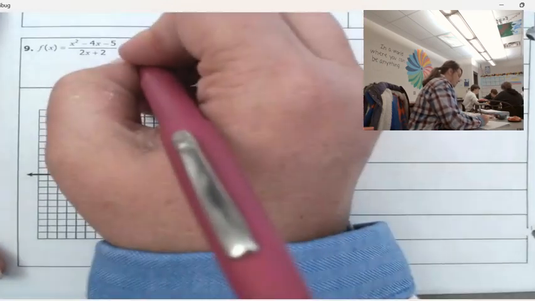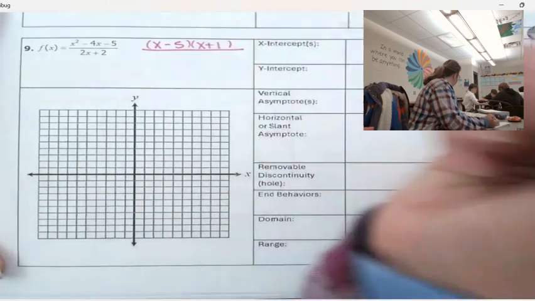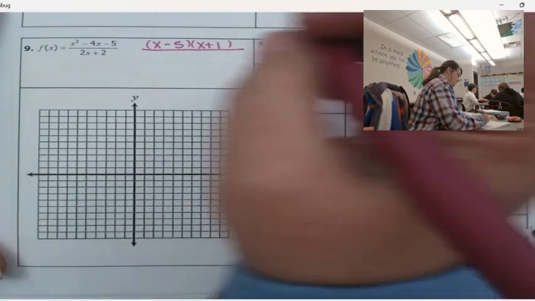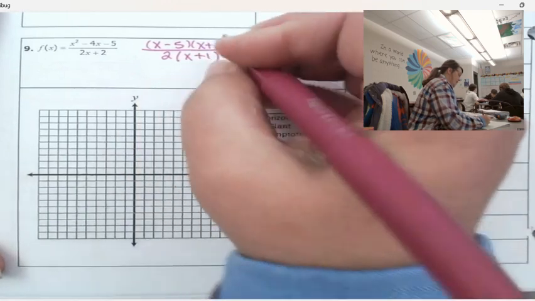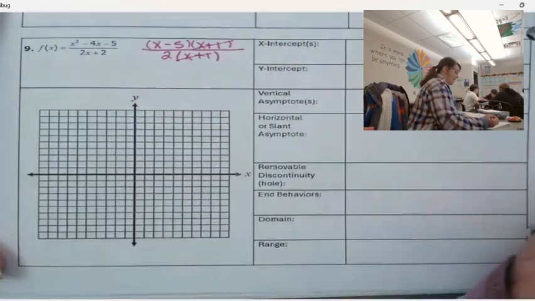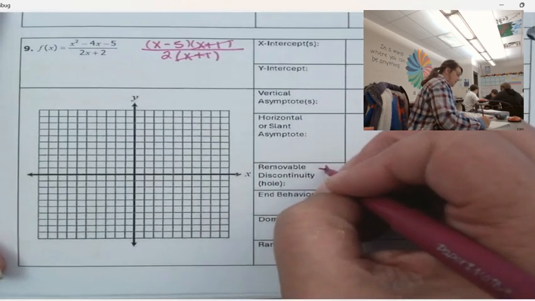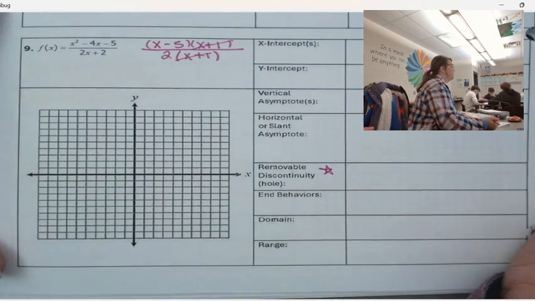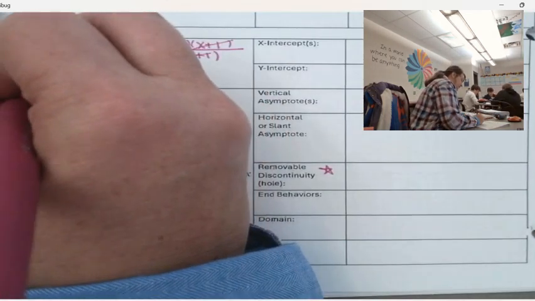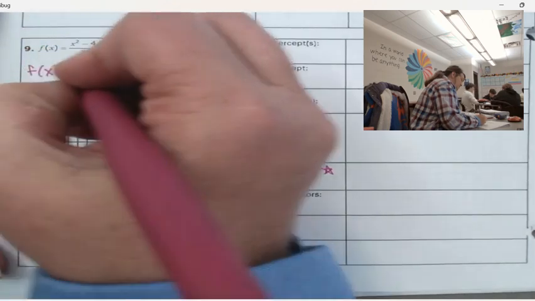Okay. And does anything factor and cancel in the denominator? I take out a 2 and I'm left with x plus 1. All right, good. So ding, ding, ding. That means we're going to have a hole. Sometimes I like to come down here and put a star so that I know I canceled something out. So I'm definitely going to go back and figure out what my hole is going to be. Now, I'm going to do my simplified function. So f of x equals x minus 5 over 2.